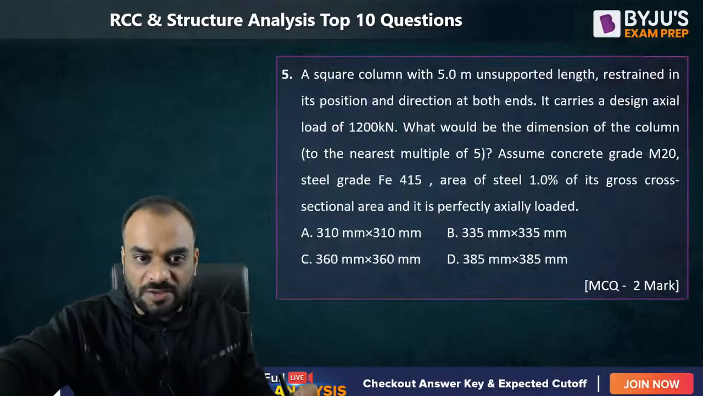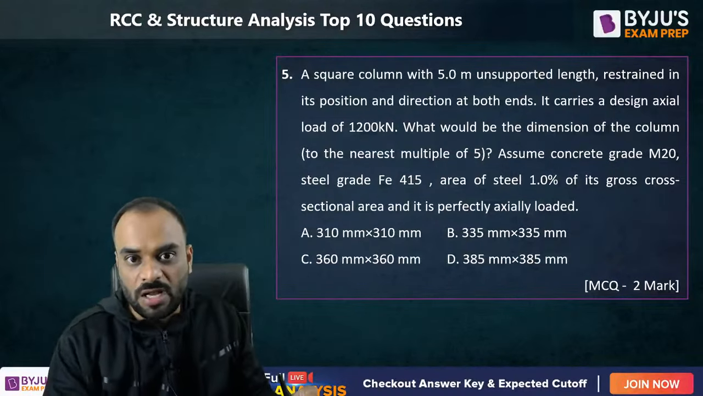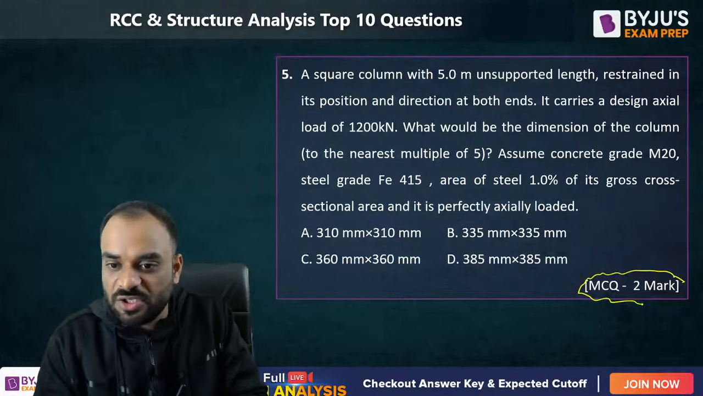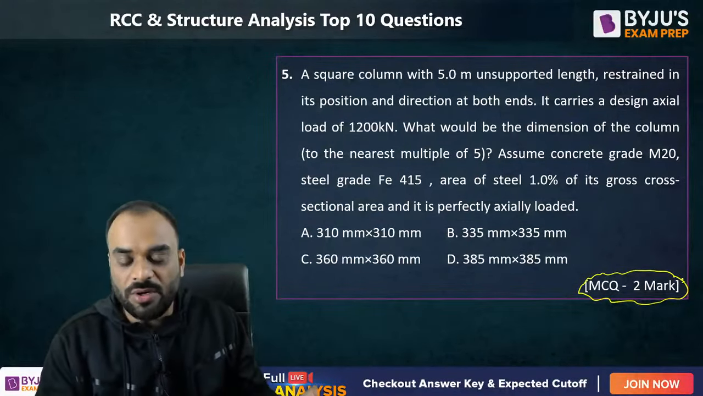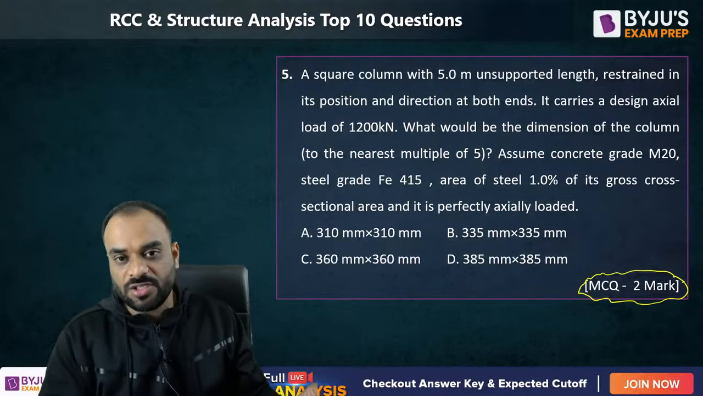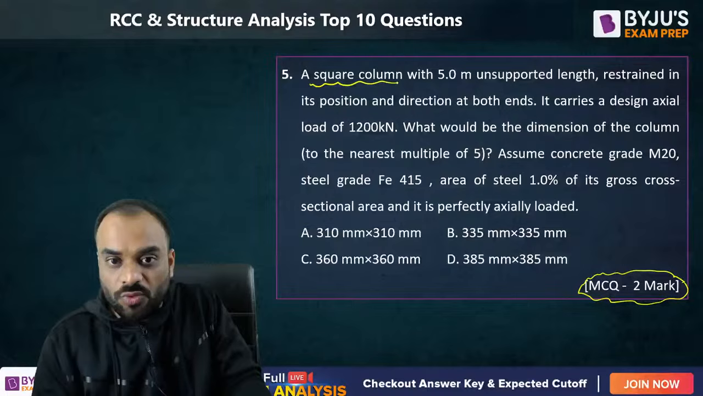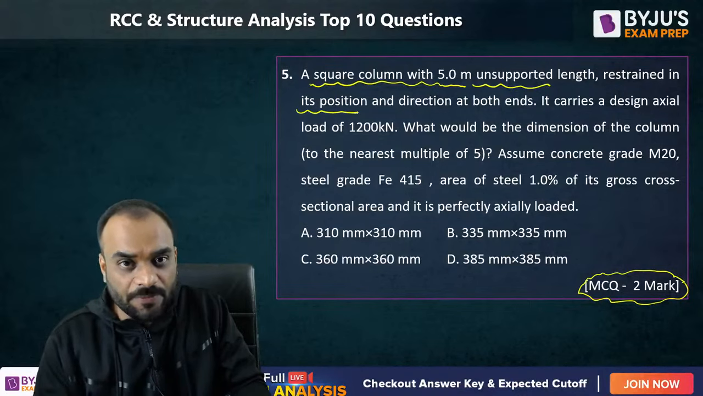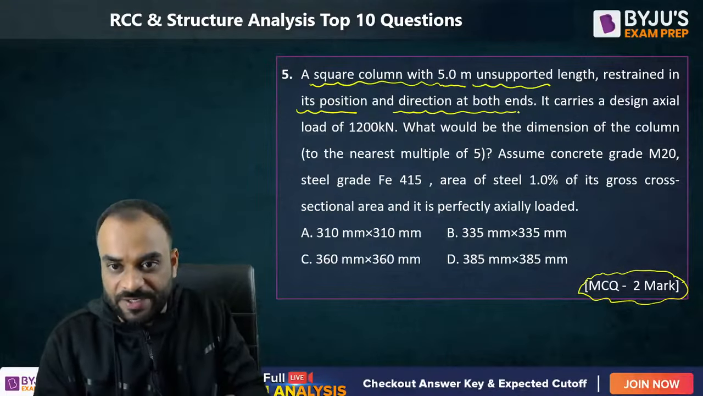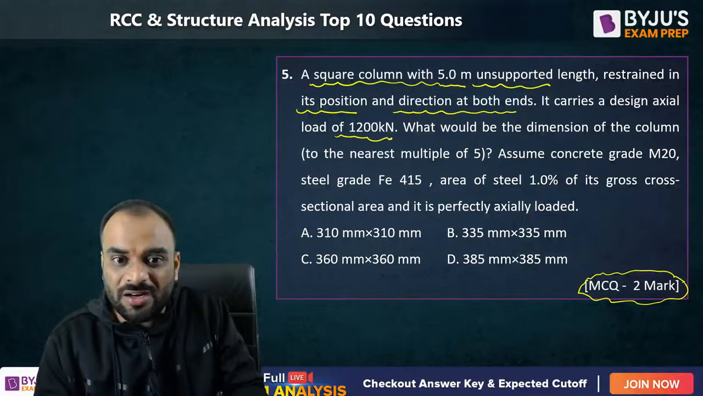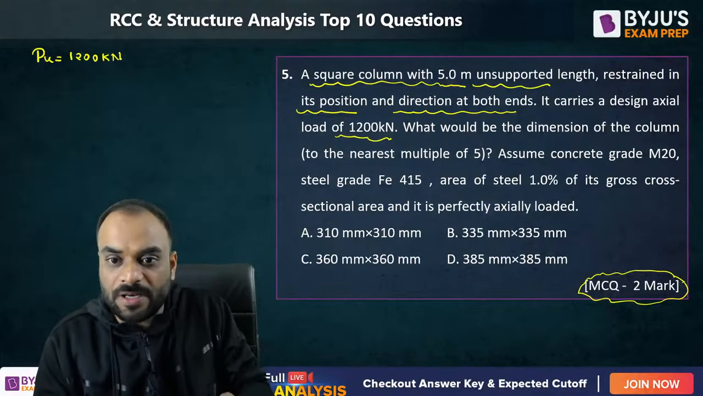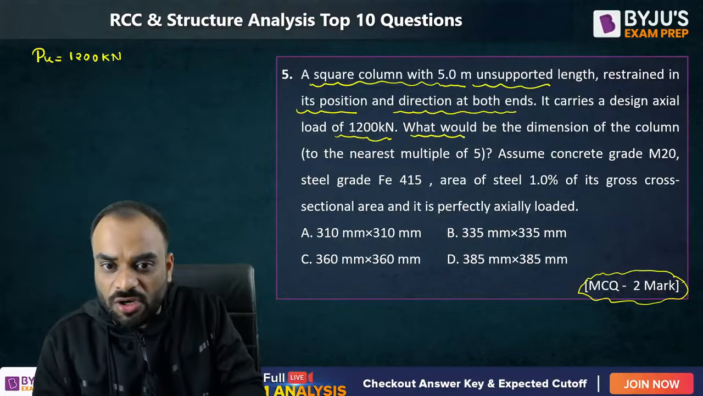Okay, super. Let's move to the next question, guys. Next question, 2-mark problem. This is basically an MCQ type question, 2-mark question. Now it is based upon the column design. Kindly read the question very carefully. A square column with 5 meter unsupported length, restrained in position and direction at both the ends. It carries a design load of 1200 kilonewton. That means the design value of axial load is already given to us, 1200 kilonewton, right? Now what would be the dimension of column?